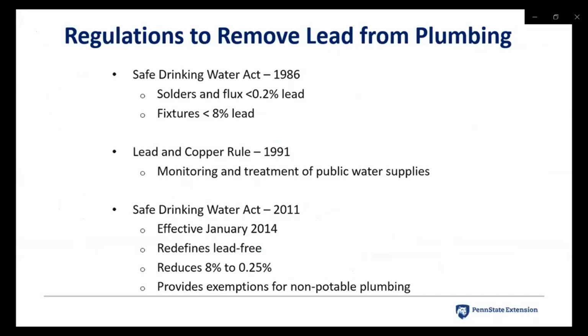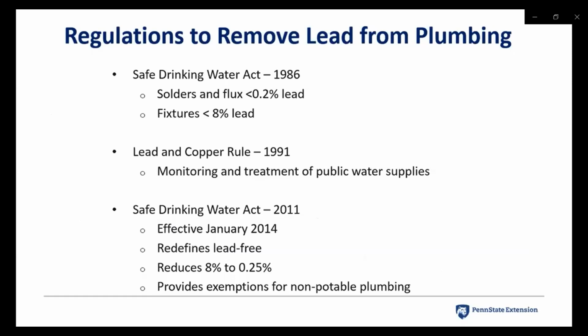Now, when we shift over to lead, the regulations to remove lead from plumbing have been widely publicized. We had the Safe Drinking Water Act in 1986 that reduced solder and flux concentrations of lead down to less than 0.2%, and fixtures had to be less than 8% lead. We had the Lead and Copper Rule in 1991 that increased monitoring and treatment of public water systems. Again, not relating at all to private water systems, but like so many things, everything we do with private systems, we kind of take the cue from what happens in public systems.